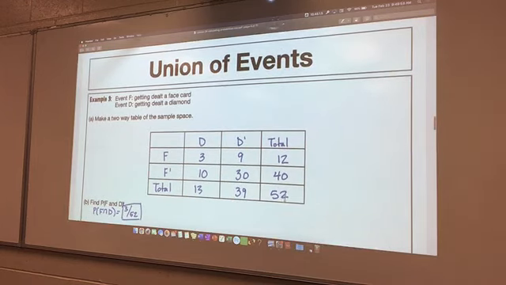Does this make sense that my total is 52, right? Because of how many cards I have. We've got diamonds, and we've got not a diamond. That's what my events are talking about here. So getting dealt a face card, getting dealt a diamond. The F is representing your face card, and then F prime, or F not, that is your not a face card.